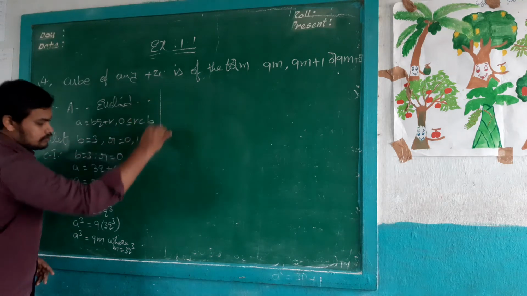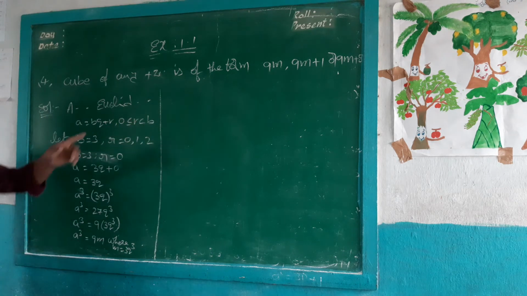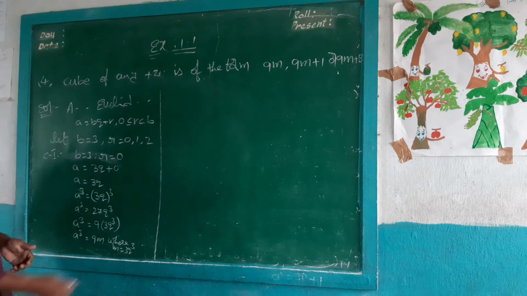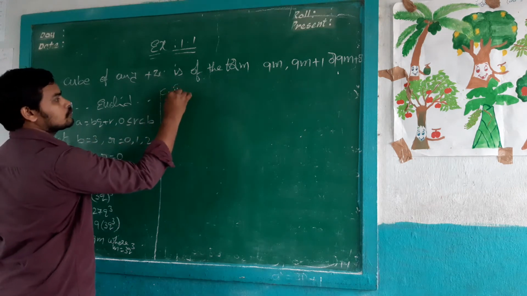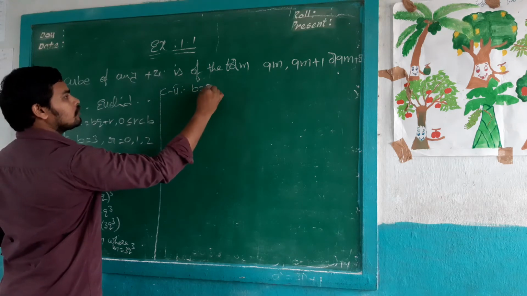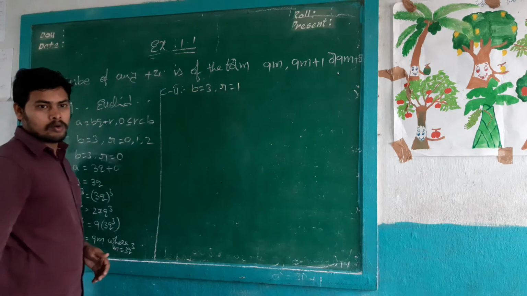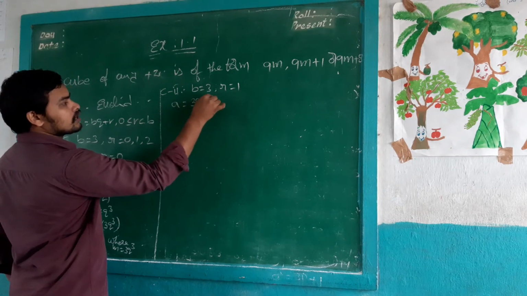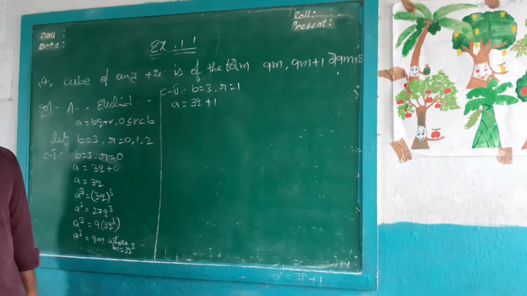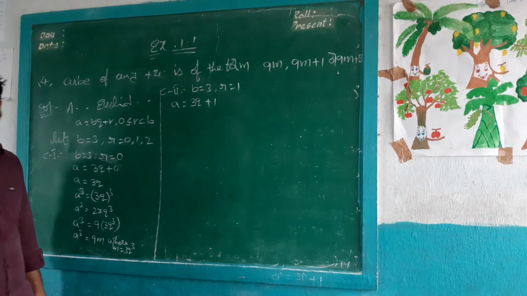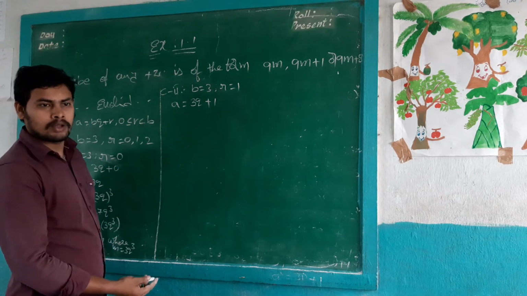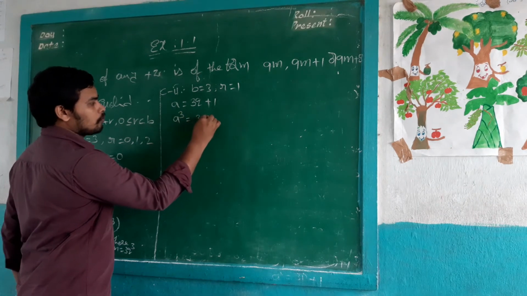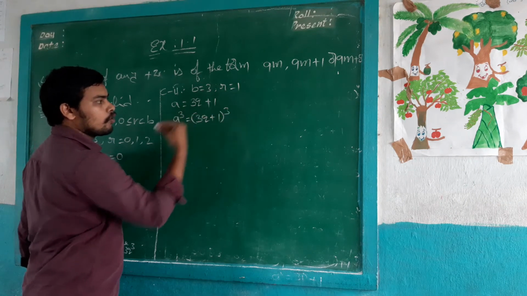Okay. Case 1 is over. Next, case 2. B equal to 3, R equals to 1. So A equal to 3Q plus 1. Again, what we have to do is cubing on both sides. So A cube equals to 3Q plus 1 whole cube.